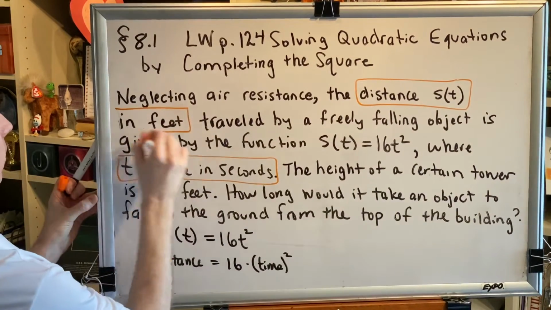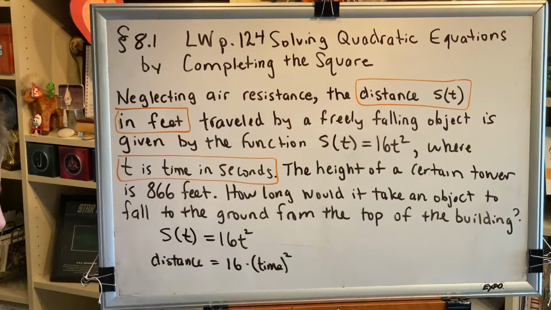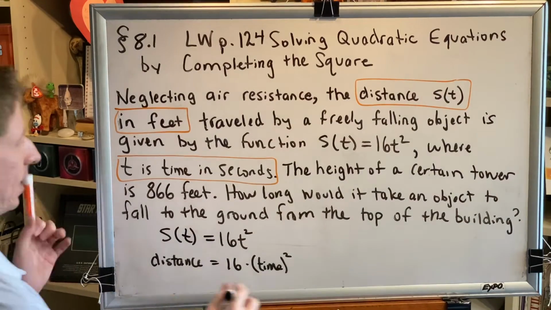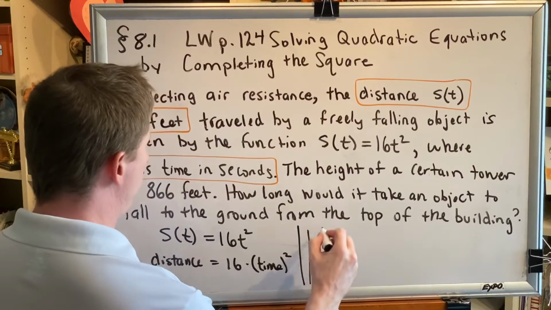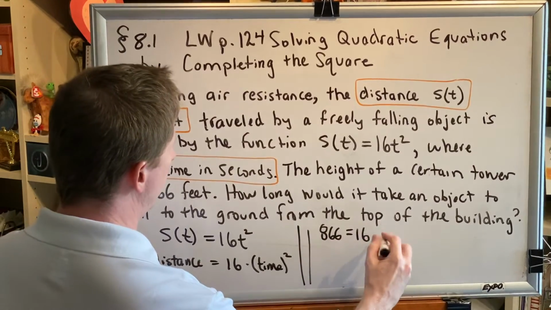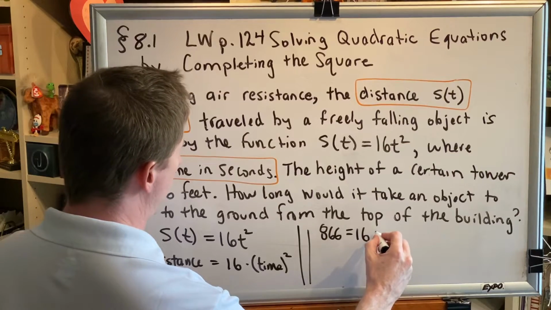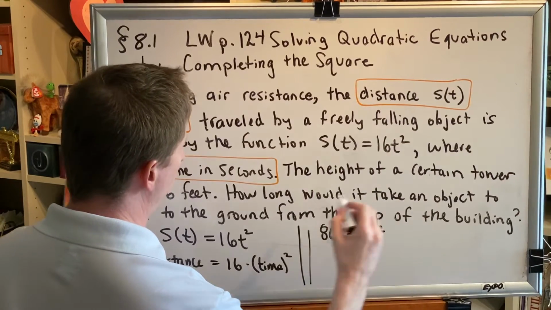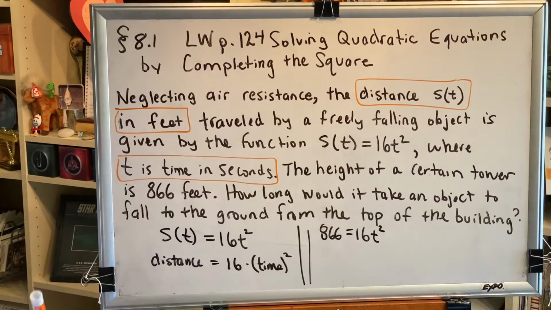All right, so now that I have my equation written with an explanation, I can plug in to find the answer to my question. The height of a certain tower is 866 feet. That's a distance. So when I plug into my equation, I get 866 equals 16 times time squared. Of course, time is the variable t. I'm going to put that back the way it was.